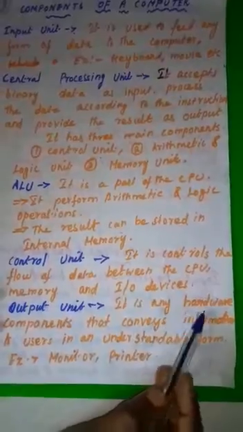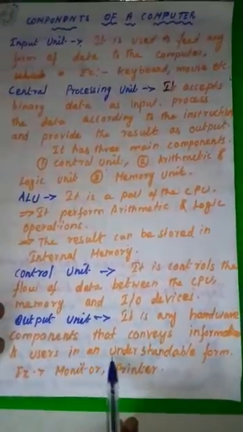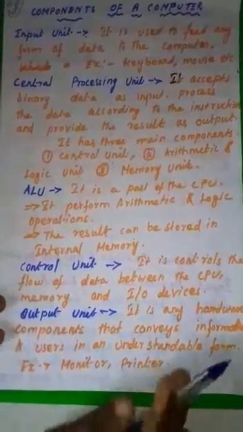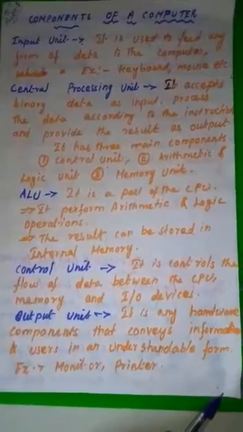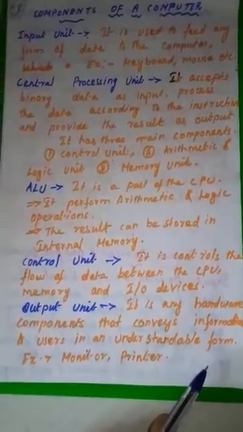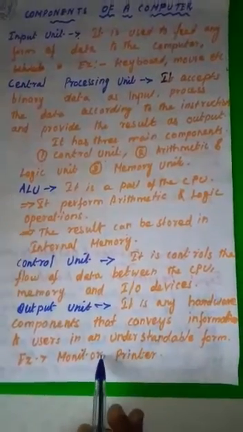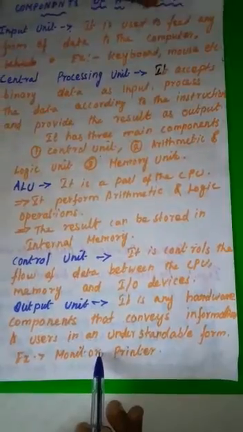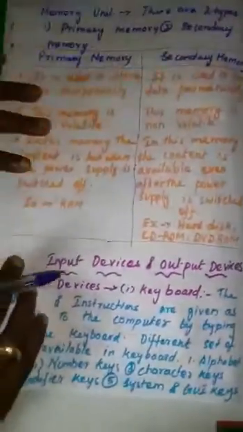It is any hardware component that conveys information to the user in an understandable form. It displays the result in a user understandable form. Examples of output unit are monitor and printer. Next, another unit is memory unit.